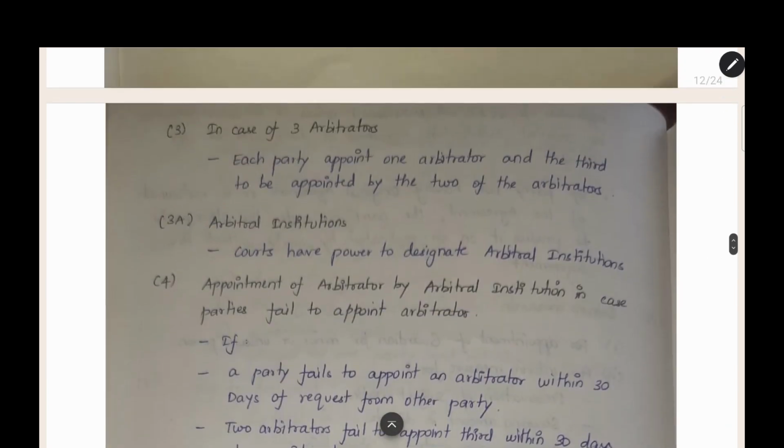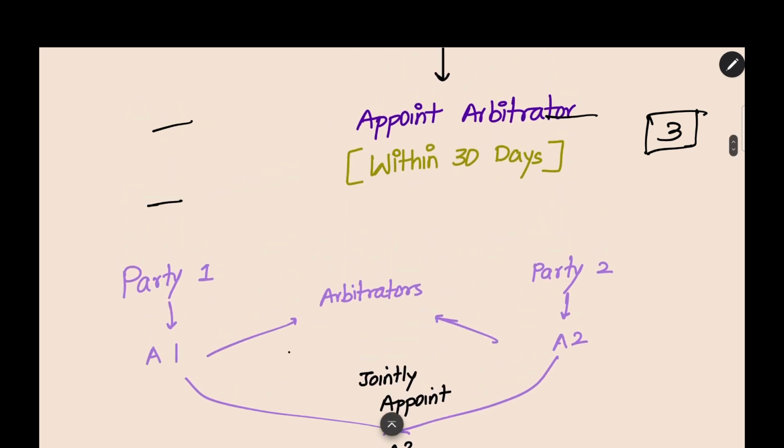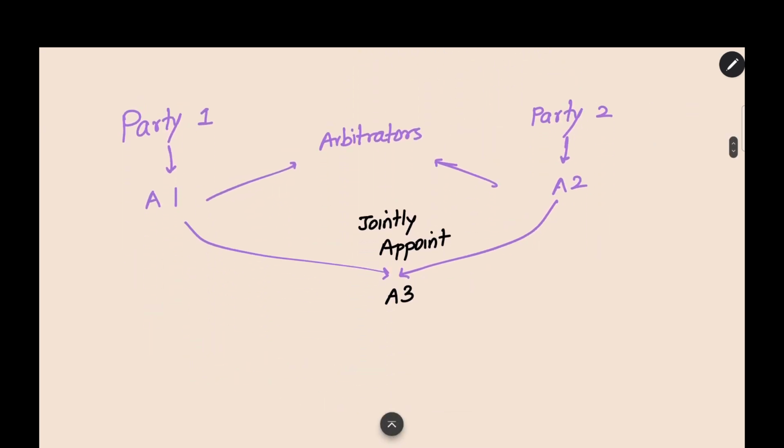The next point is in case of 3 arbitrators. Each party will appoint 1 arbitrator and the third arbitrator will be appointed by the 2 arbitrators already appointed. Let us see an example to understand this point. For example, in an arbitration there are 2 parties, party 1 and party 2. If you want 3 arbitrators to be appointed in the dispute, party 1 will appoint A1, one arbitrator.